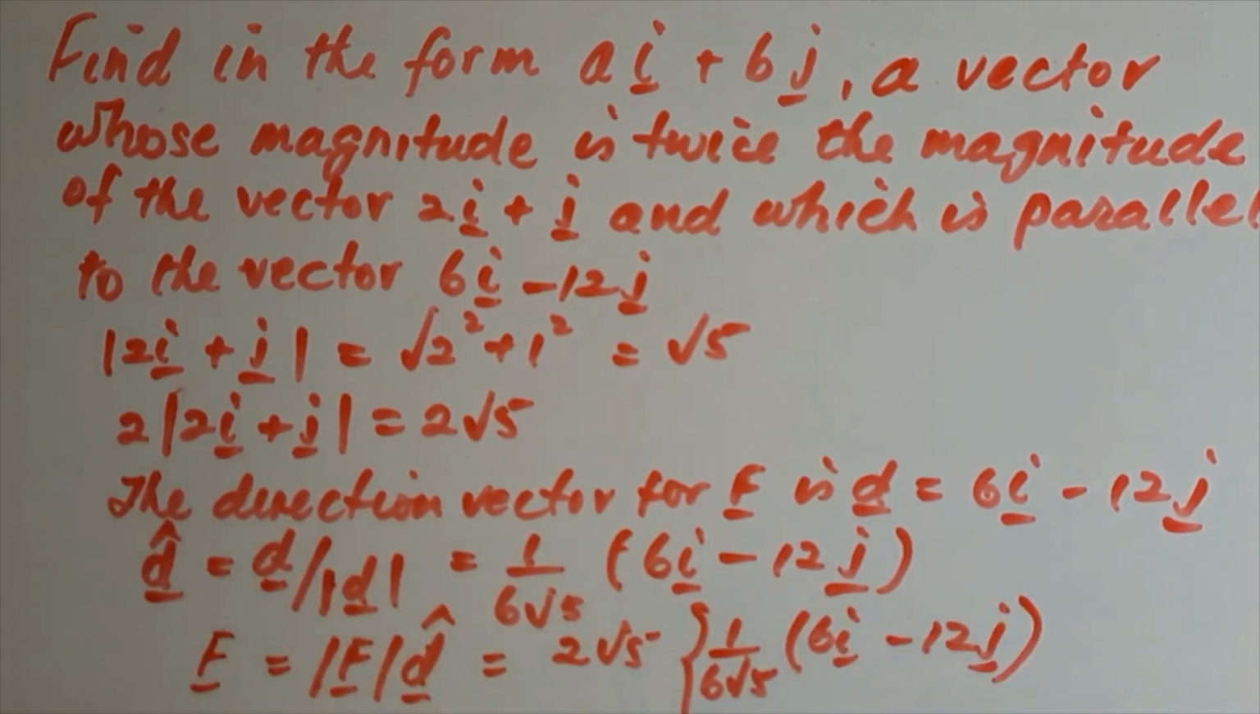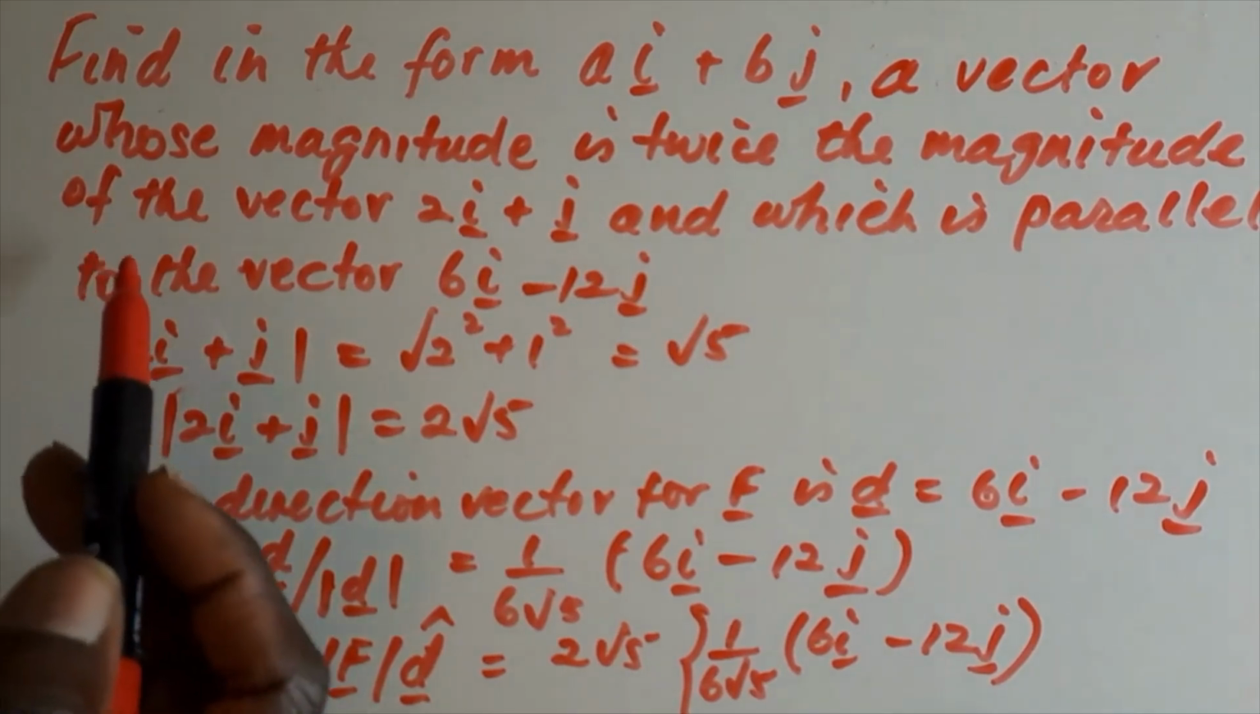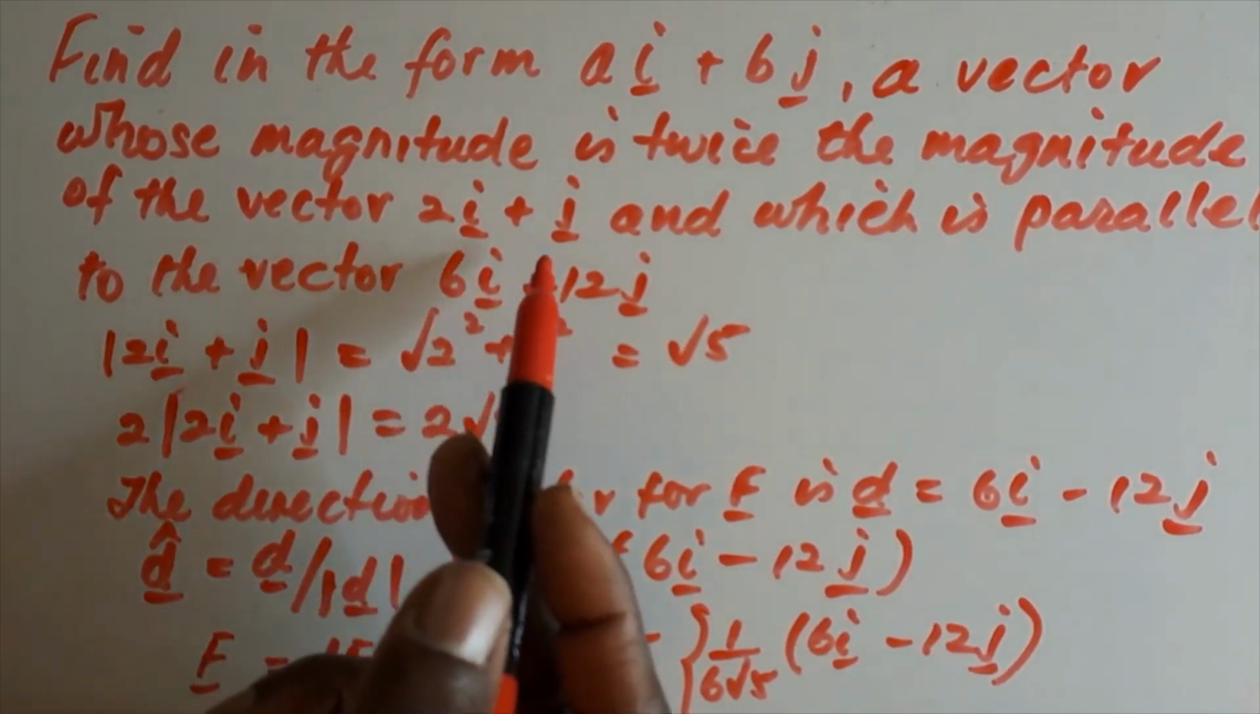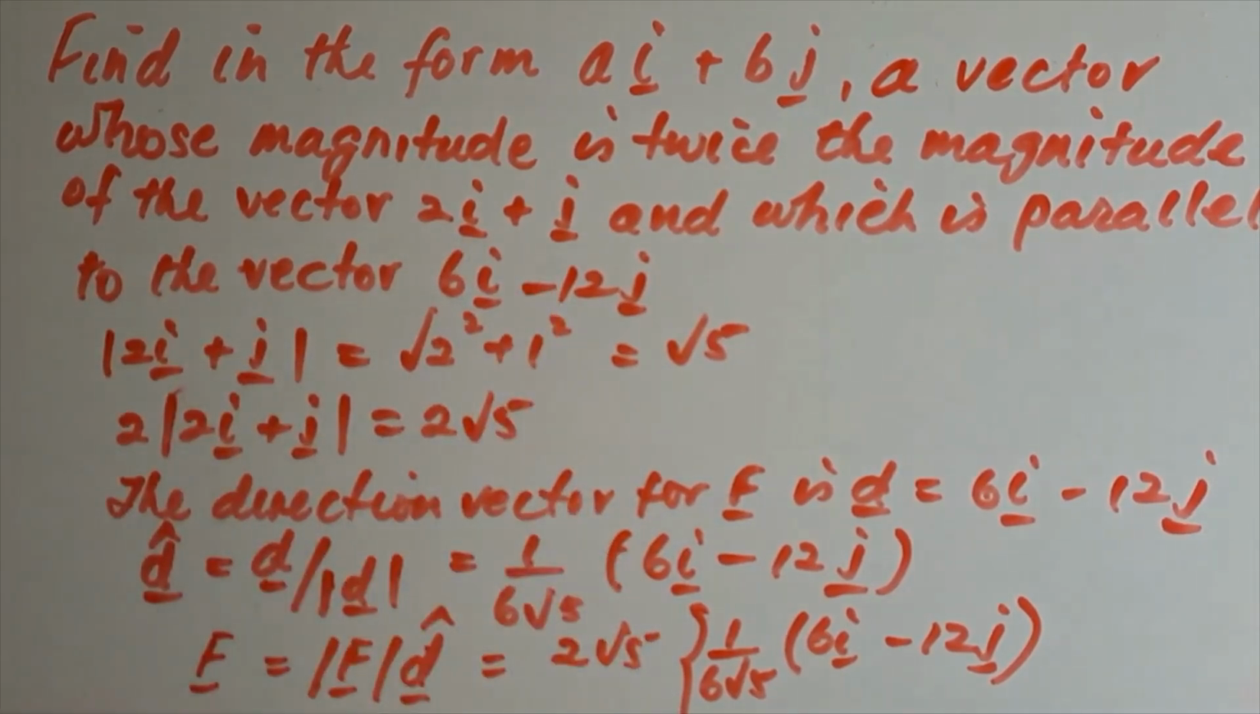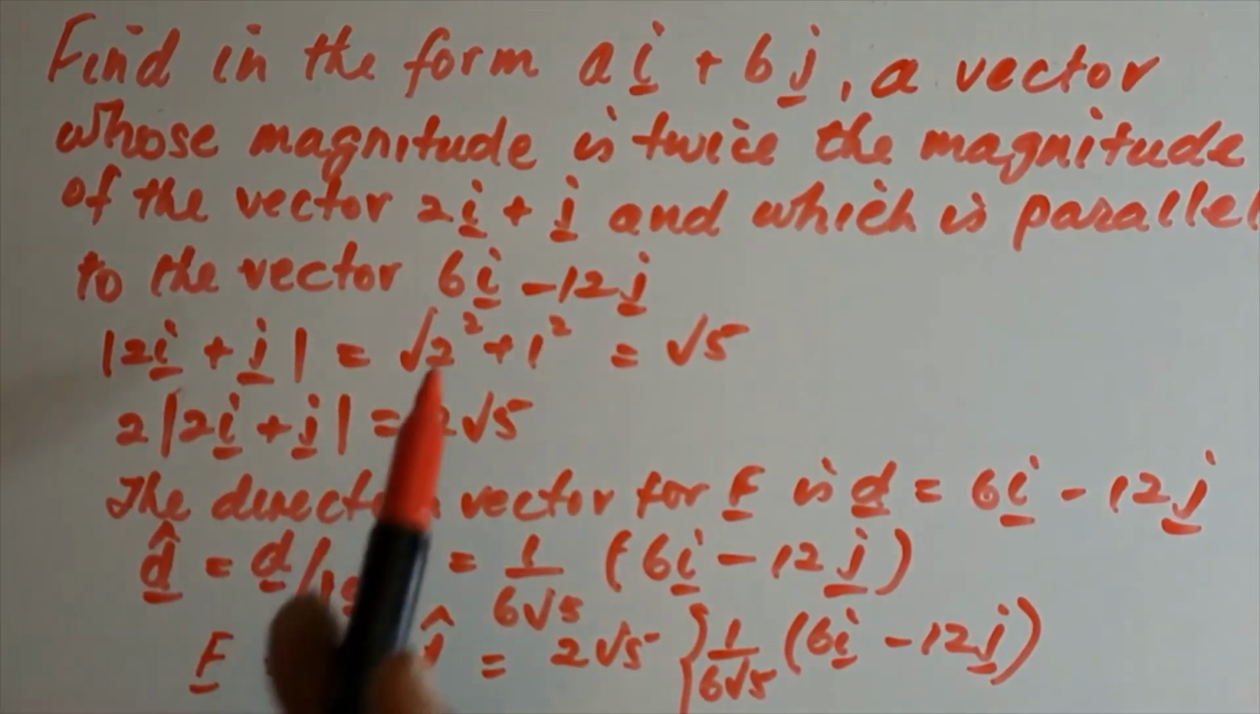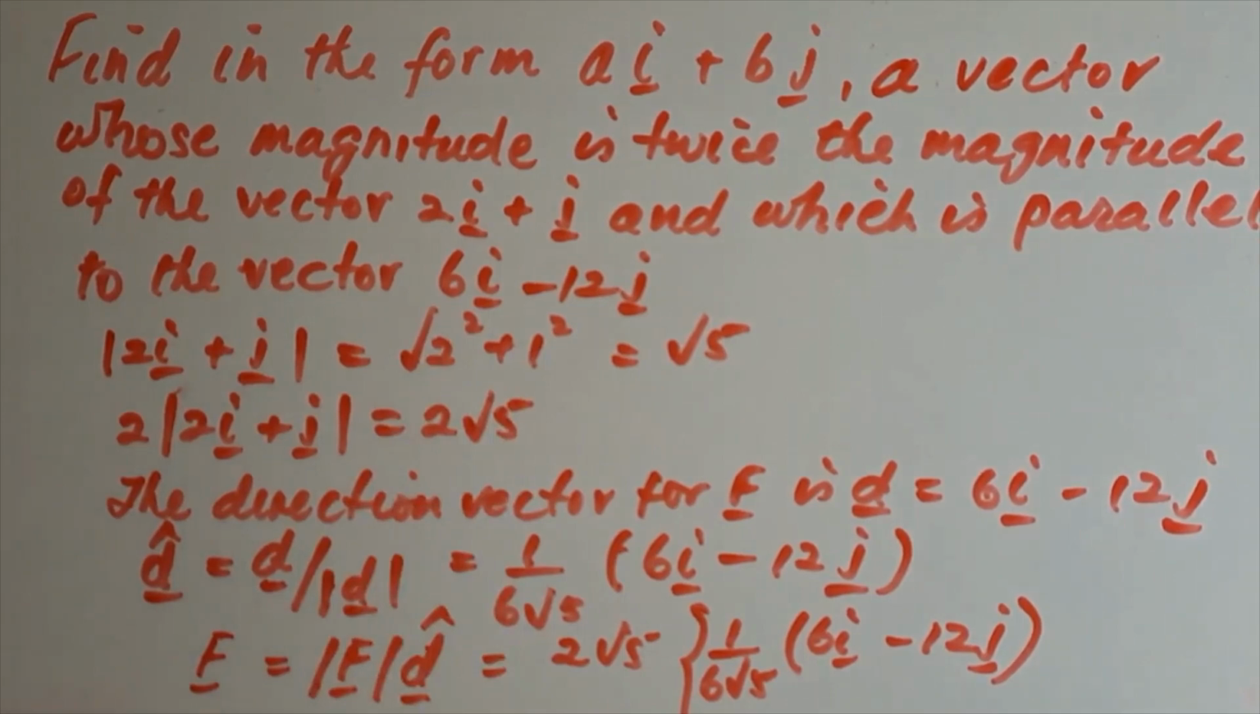By the way, I forgot to mention that if one vector is parallel to the other vector, that implies that the vectors are in the same direction. So here it says this vector 2i add j, which is parallel to the vector 6i minus 12j. And that's how we'll be able to apply this relationship, because it's in the same direction.